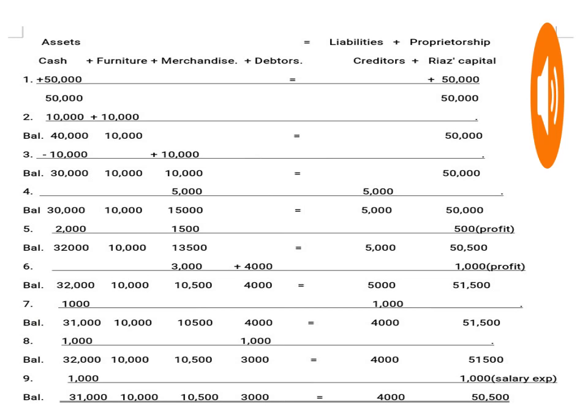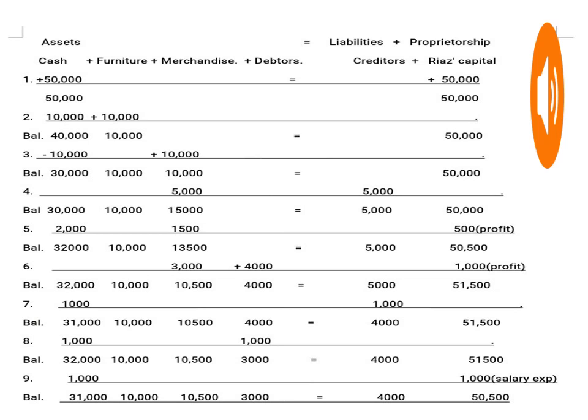Transaction number 5. Sold merchandise for cash, rupees 2,000, which cost rupees 1,500. Now carefully understand this transaction. In this transaction, they said that merchandise was sold for rupees 2,000 and the actual cost of this merchandise was rupees 1,500. So there is a profit of rupees 500 which goes to the proprietor. An amount of rupees 500 is added to capital as a profit, and on the debit side 2,000 is added to the cash account and rupees 1,500 is deducted from merchandise.